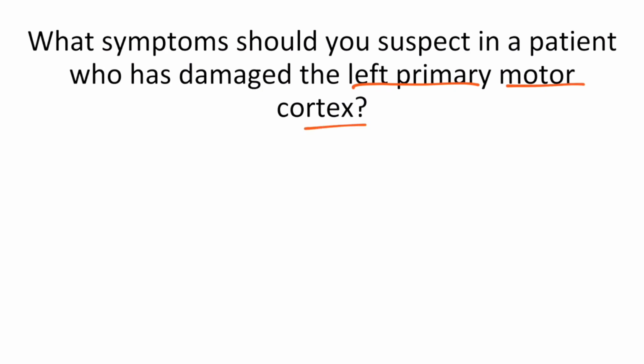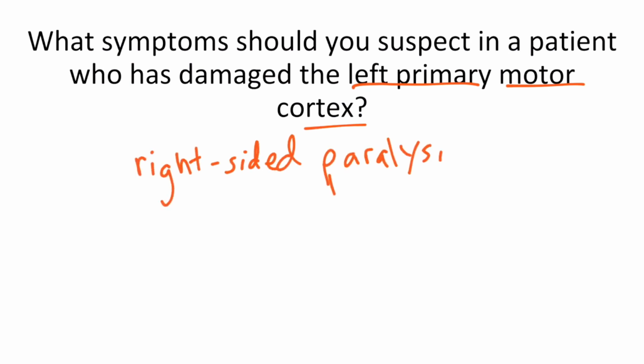So, as we just discussed, the patient would be unable to move the right side of his or her body. This would include the right side of the face, the right arm, and the right leg. So, right-sided paralysis. Again, this is because the tracts from the upper motor neurons from the primary motor cortex decussate, or cross over, to the opposite side of the body.